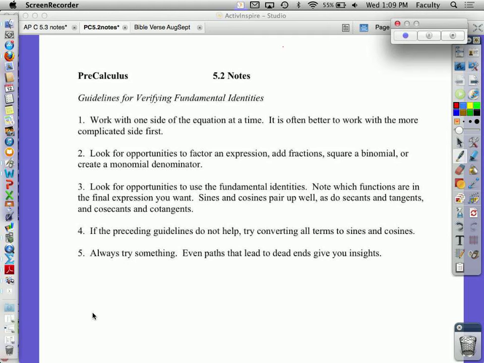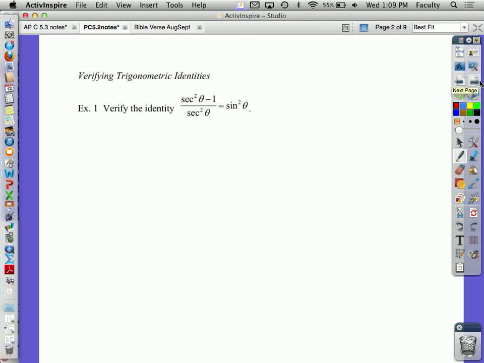If the preceding guidelines do not help, try converting all terms to sines and cosines. Always try something. Even paths that lead to dead ends give you insights. I mean, that's telling you what not to do.